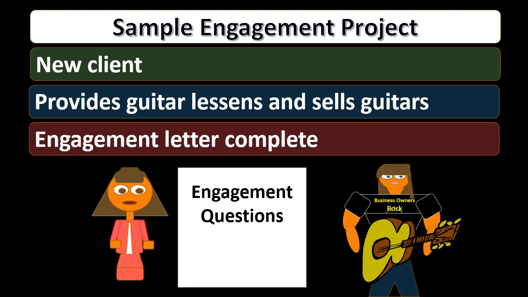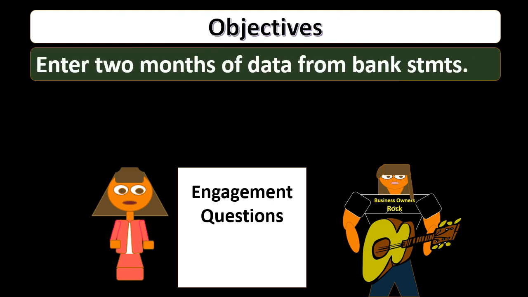The engagement letter is completed, so we've signed the engagement letter and we have a contract. And note that, once again, we don't necessarily need an engagement letter to have a contract, but the engagement letter gives us more of a formal contract and gives us the terms of what we expect between each other for that contract. The objective is to enter 2 months of data from the bank statements. That's what we're going to do.